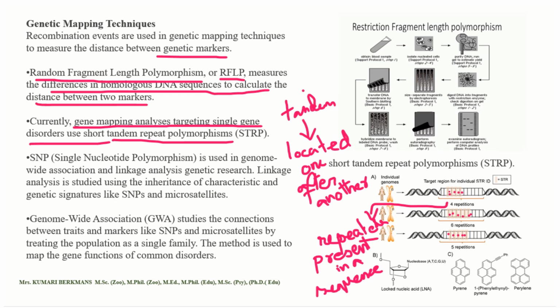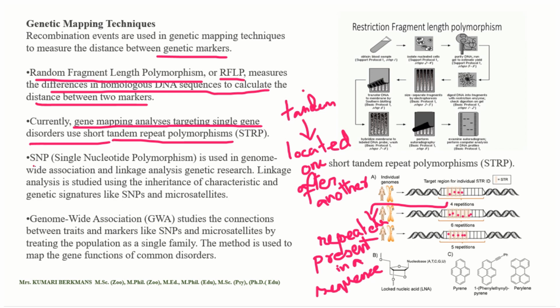So how many times is the AGCA here? In the sense, it is 4 times the AGCA sequence is present here, and here it is 6 times, and here it is 5 times the AGCA is present. So this is called a repeated sequence which is present in the DNA, called tandem repeat polymorphism, STRP.